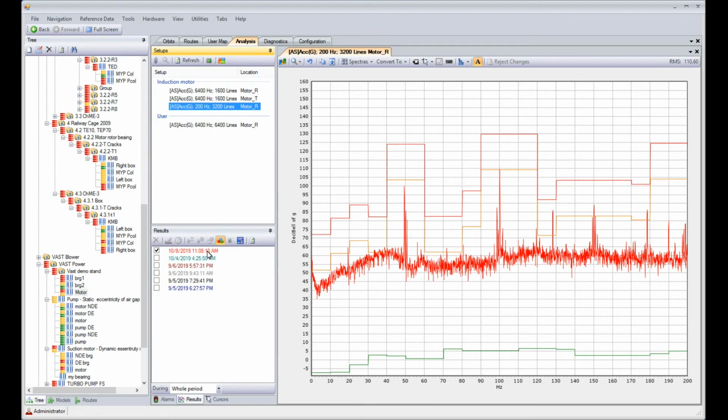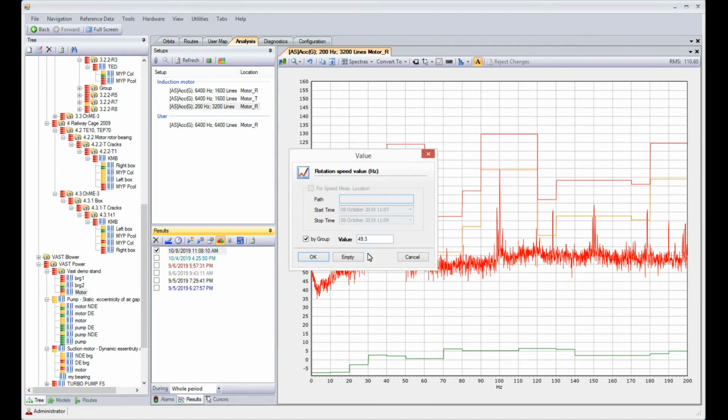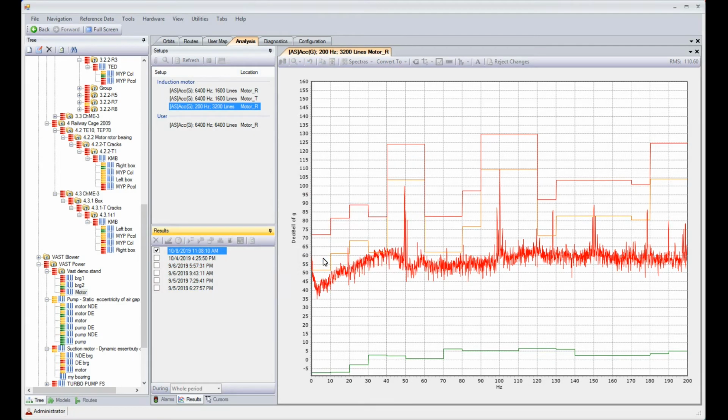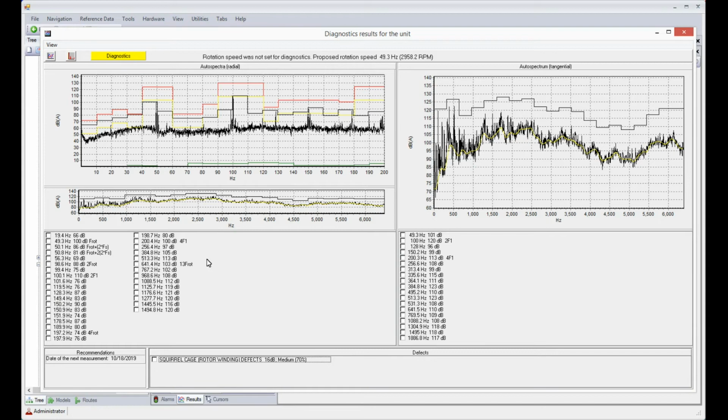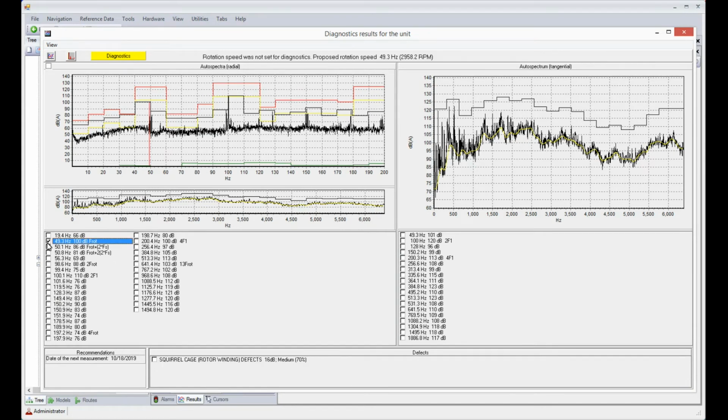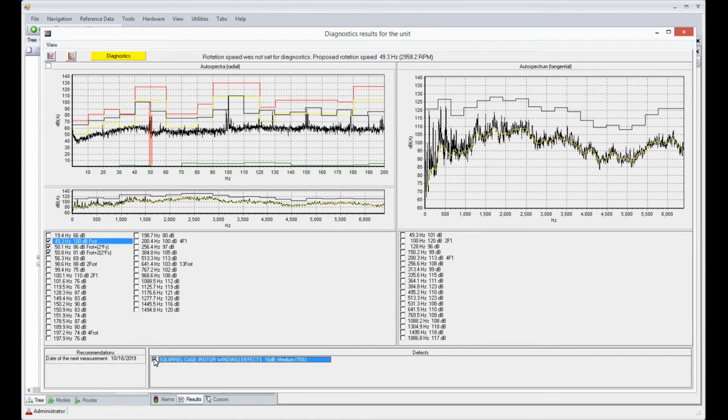To make the diagnostics, we again press the button, enter the rotation speed. Actually, we may not enter it if we did not measure it. You can just leave it empty, and the program by the spectrum will automatically find the rotation speed. So here is the rotation speed that it finds. Also, it finds a squirrel cage defect. It means that medium, not very high one, but still medium, and this is a broken squirrel cage or some damaged squirrel cage.